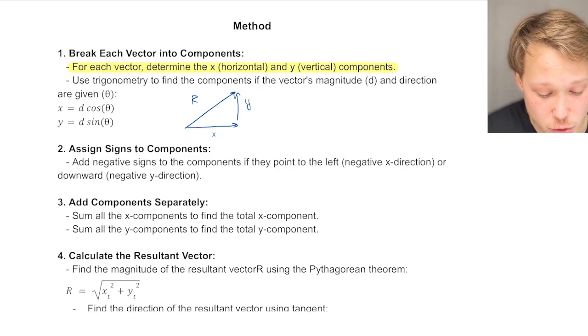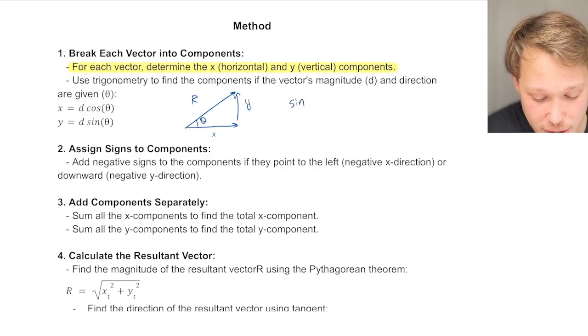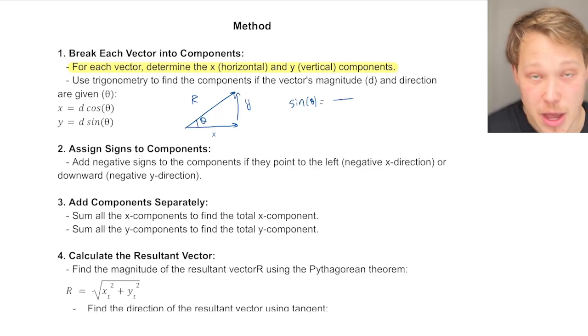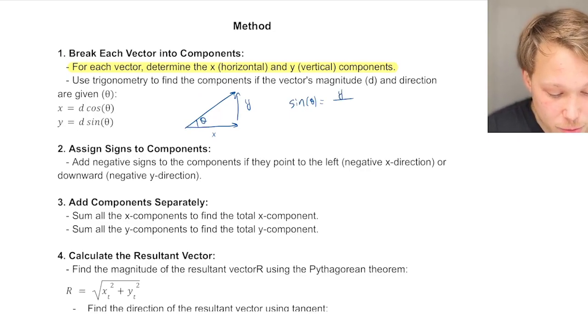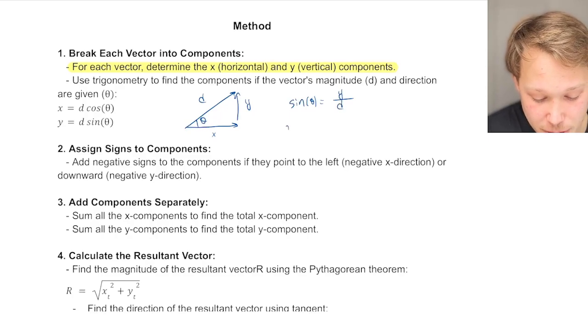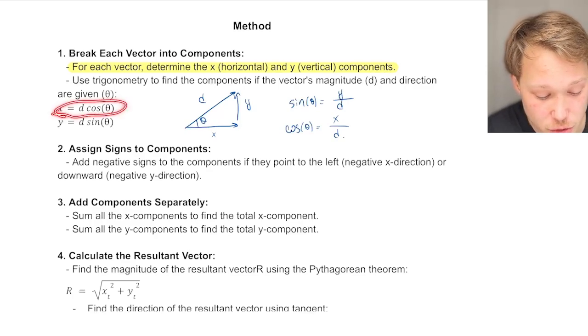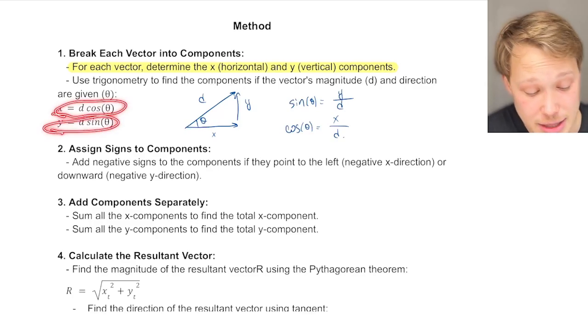essentially sine and cosine. So sine of theta is equal to the opposite side y over, let's call this d, like we did in the formula, over d. Cosine theta, right, cosine is adjacent side over hypotenuse, so x over d. So that's where these formulas come from. x is equal to d cosine theta and y is equal to d sine theta.